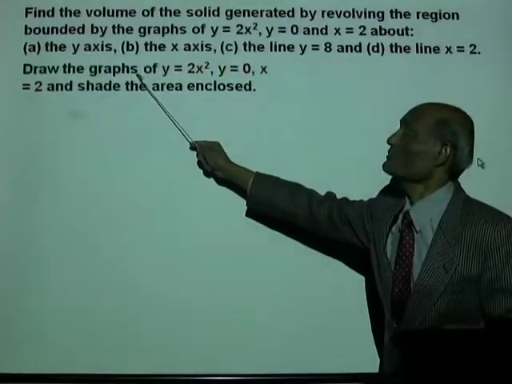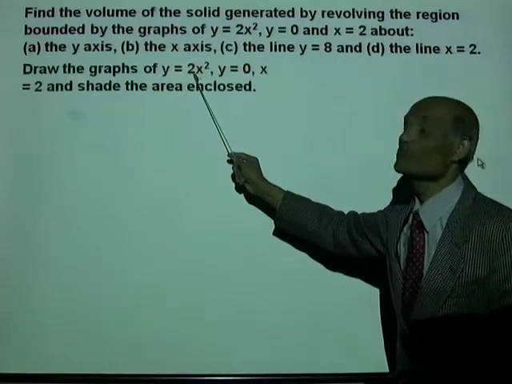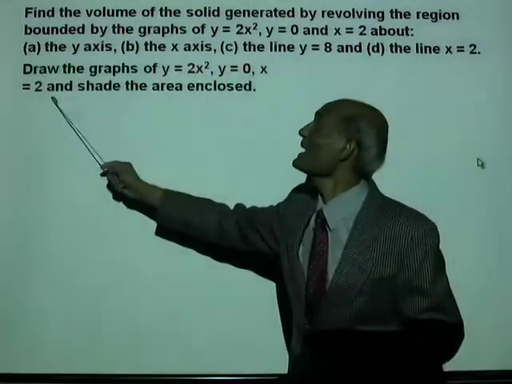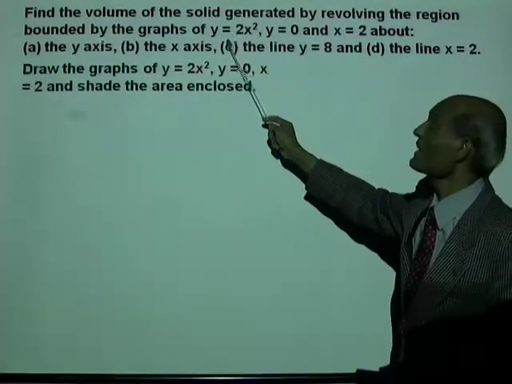Well, let's draw the graphs of this. Now you do that on your calculator. Y equal to 2x squared, y equal to 0, and x equal to 2. Those are the graphs that generate that area.